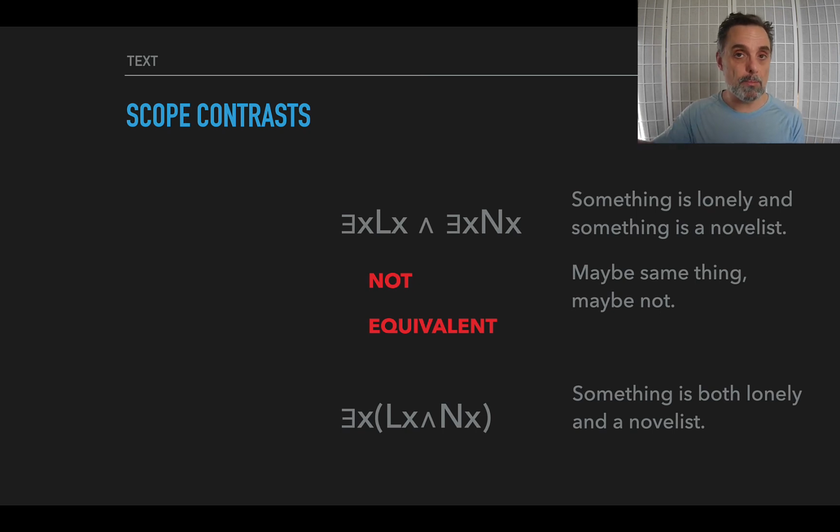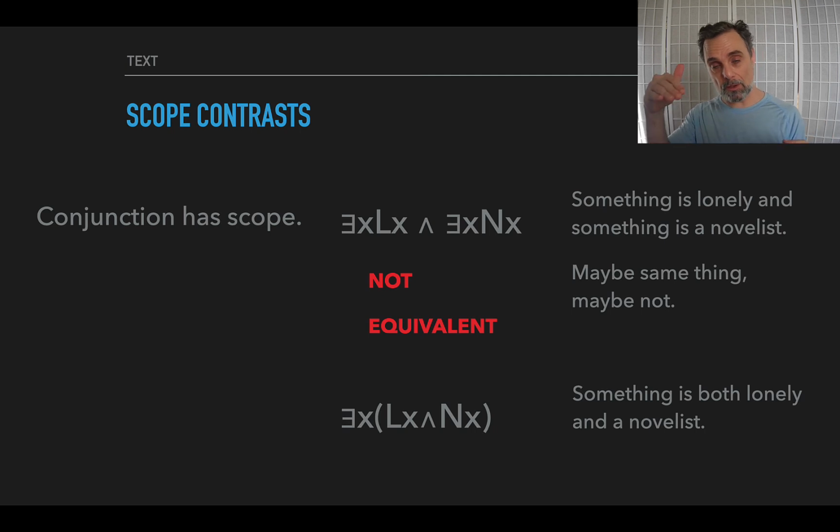The bottom one says more than the top one. The bottom one says there's one thing that has both of the properties. And the way that sentence does that is by having an existential with scope over a conjunction. Whereas the top one is a conjunction with two quantifiers. The conjunction has scope. Beneath the conjunction symbol are two existentials. And that conjunction just says they're both true. There's nothing about that sentence that forces it to be the same thing that is both lonely and a novelist.